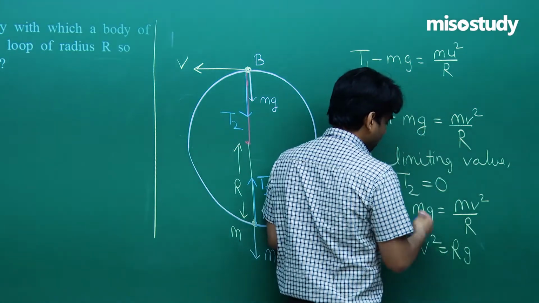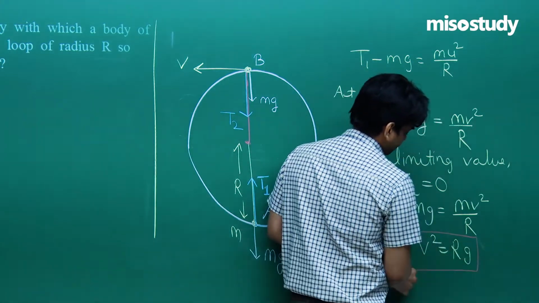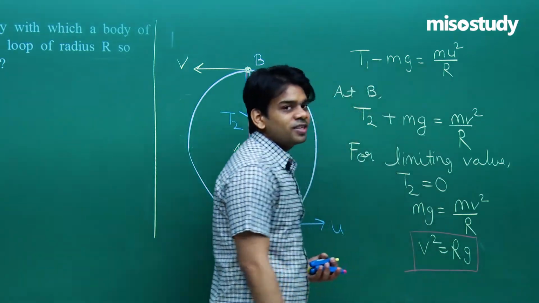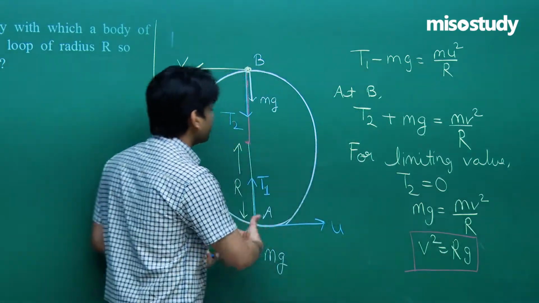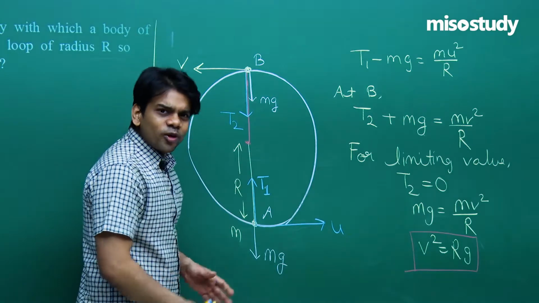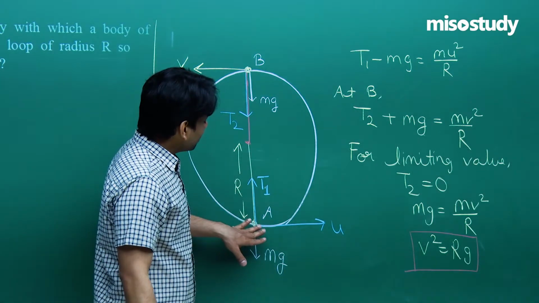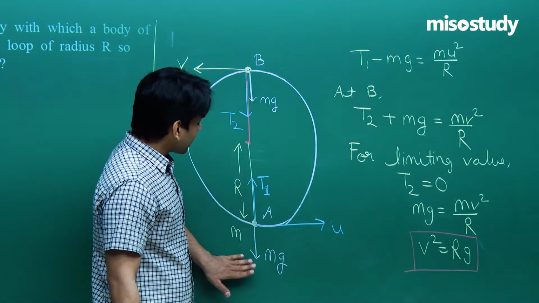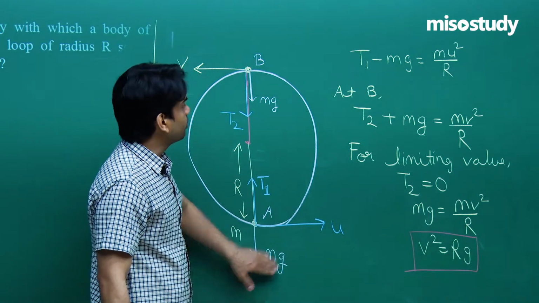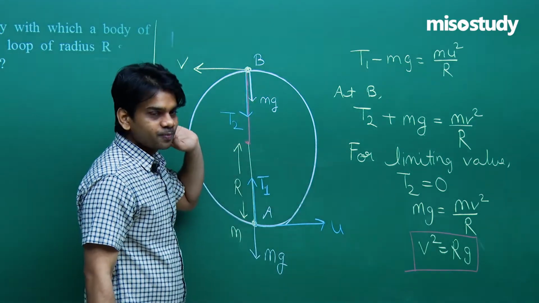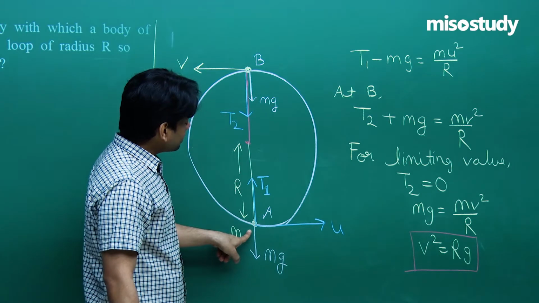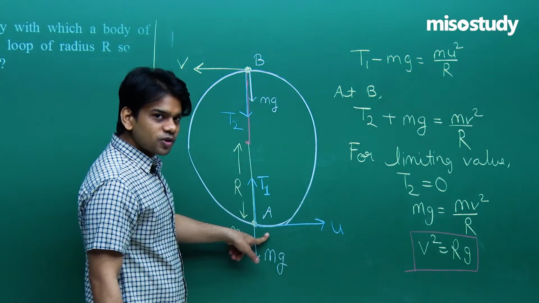One thing you will be obtaining here is v square equal to rg. Next, what more can we do with this? If there is no external force acting on the body, the energy will be conserved. All the kinetic energy and potential energy at this point will be equal to the kinetic energy and potential energy at this point.